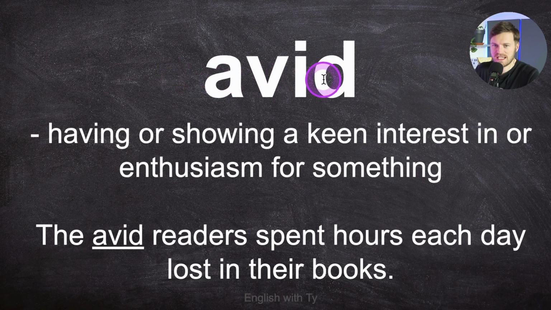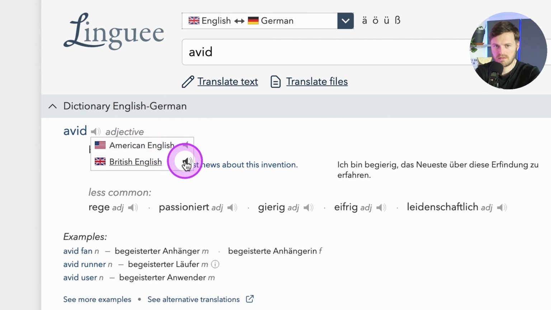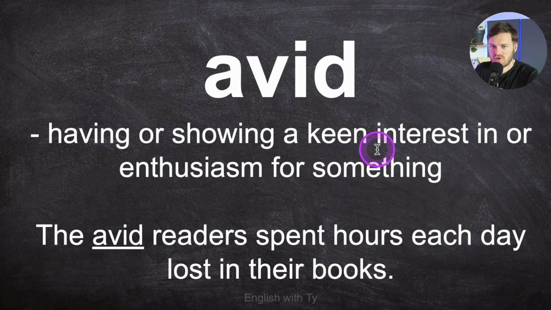Avid, A-V-I-D, avid. And that means having or showing a keen interest in or enthusiasm for something. Let's check if there are different ways, first of all. Avid. So in British English, the A at the beginning is pronounced differently, avid. And American English, it would be more like avid. And again, it means having or showing a keen interest in or enthusiasm for something.